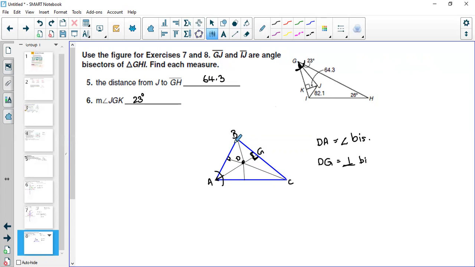Again, DB, is DB an angle bisector or a perpendicular bisector? You decide now. It is an angle bisector because it's talking about angle B. Angle B has been divided in two parts. So if it is marked with a right angle mark, that's a perpendicular bisector, since it is dividing a line in two parts. If it's dividing an angle in two parts, that's called an angle bisector.